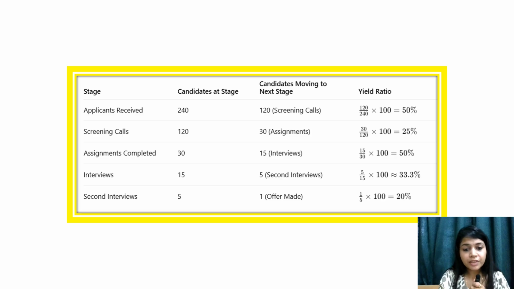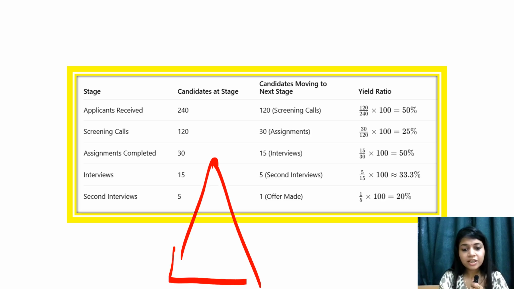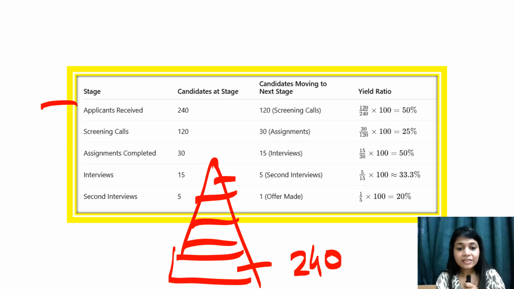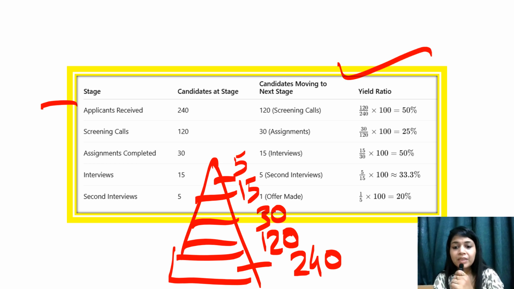Now this is the stage we are talking about. For example, applications received 240, then screening calls 120, then assignment completed 30, then interviews 15, the second interview 5. So this is how the yield ratio is given, the previous stage and the shortlisted ones.